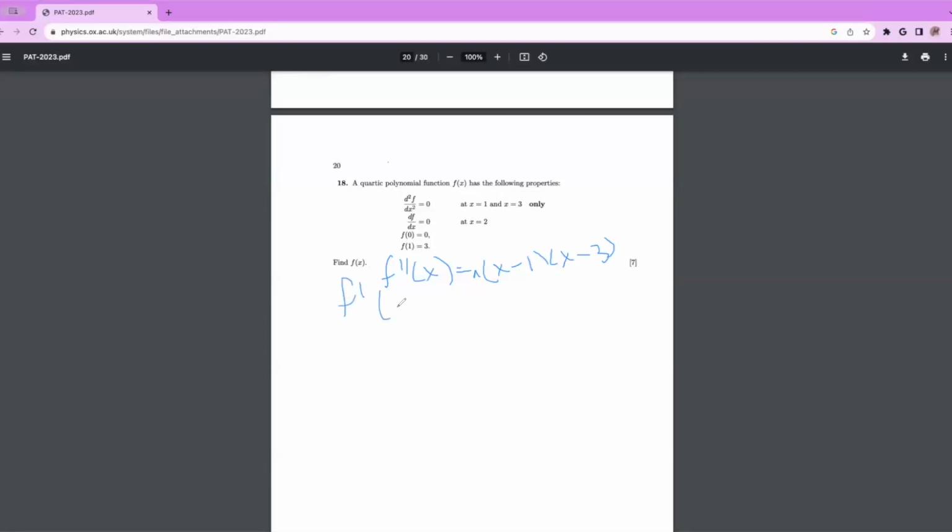F prime of x is 0 at x equals 2. So that would be the integral of that, right? So that'll be a times, what is this? x squared minus 4x plus 3. So that'll be x to the third over 3. So that was x squared, and then it was minus 4x, so minus 2x squared, and plus 3, which means plus 3x.